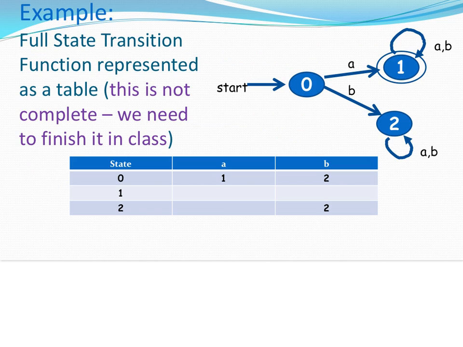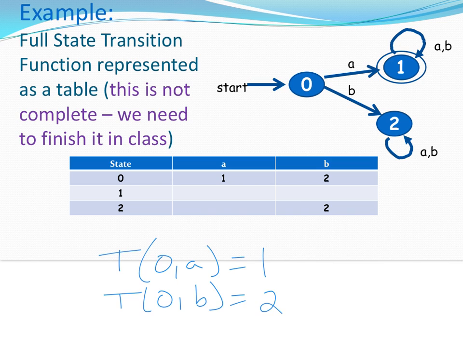Now, we could write each of these transitions out one by one, right? So we could say something like the transition, if I'm at state 0 and I see an A, that's 1. And the transition, if I'm at state 0 and I see a B, that's 2. But that gets very tiring very quickly. So we can put it into a table. Now this table is incomplete because every single state has to have a transition for every single symbol.